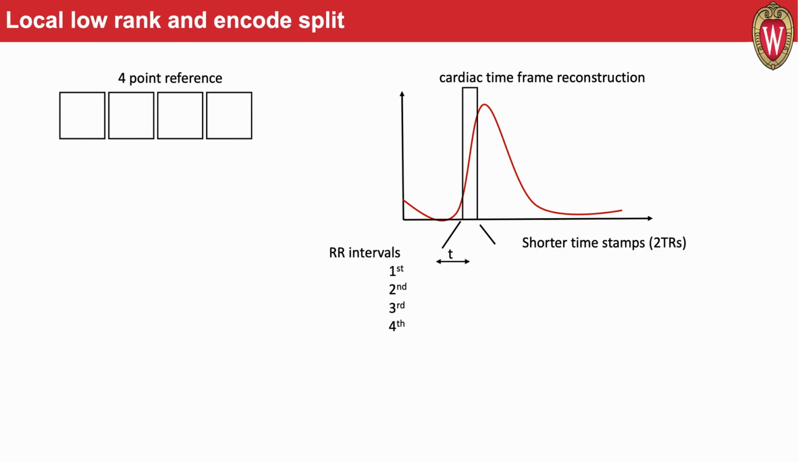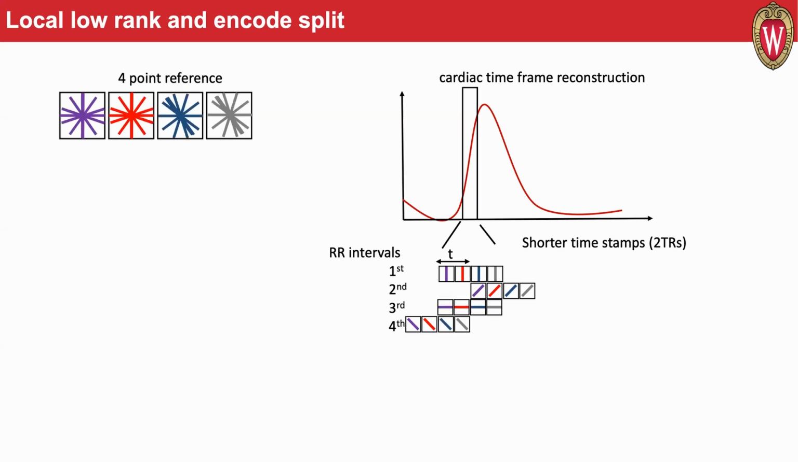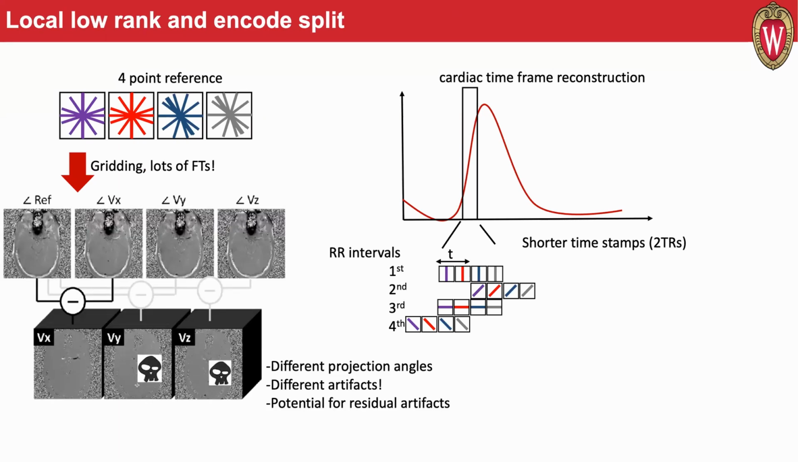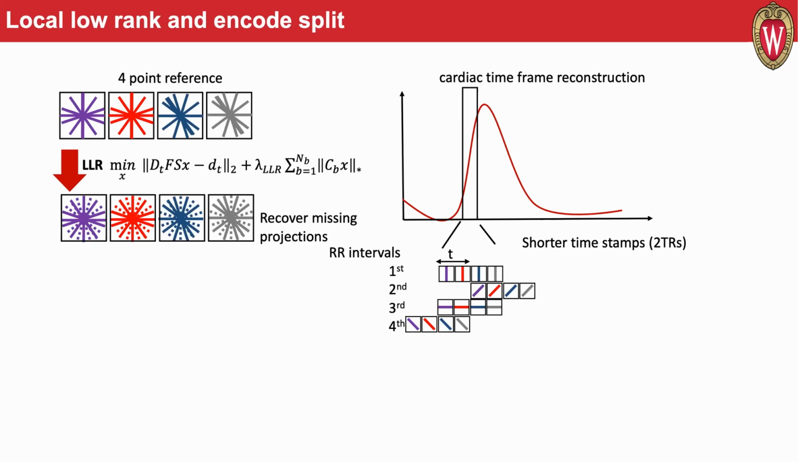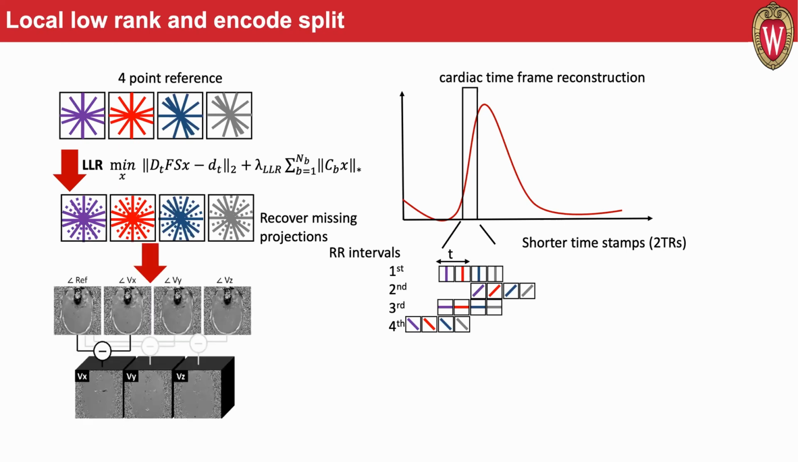However, if we shorten this timestamp to split the encodes and have a theoretically higher temporal resolution, for example, in this case, we split them into 2 encodes, the resulting overall coverage of k-space for each encode pair will be different. And then after reconstruction and image subtraction, the different projection angles on each encode pair will lead to different artifacts, which can end up as residual artifacts in the velocity data. Instead, if we use the local low rank approach, information from all the bins is used during the reconstruction, and the missing projections are recovered to a certain extent, ultimately helping reduce the potential for residual artifacts.